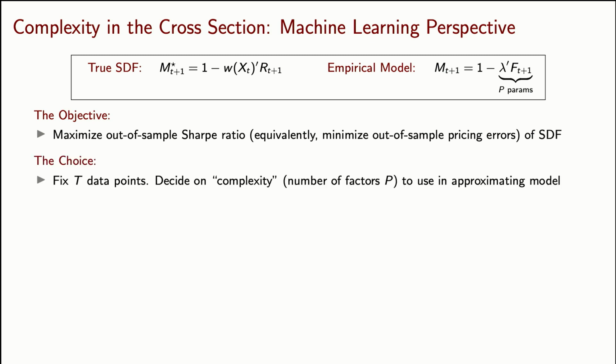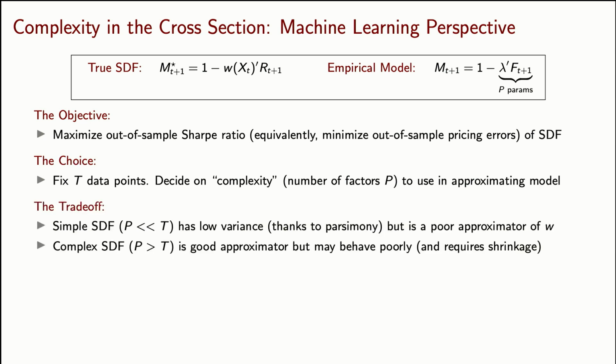All right, so with that objective, I have a choice. The choice is not easy because I have a constraint on me. My constraint is that I don't have infinite data. I have a fixed number of data points, t. So now I have to decide on how complex my model is. How many of these nonlinear factors should I use? How many parameters should I put into my model? All right. Well, there's a trade-off. If I use a simple model, I have a low variance estimator, parameter estimates converge, I go out of sample, I have low variance of my SDF. That can be attractive. But if I use a complex model, I have a better approximating model. But it may not behave very well because I have so many parameters in there. So that's the trade-off.